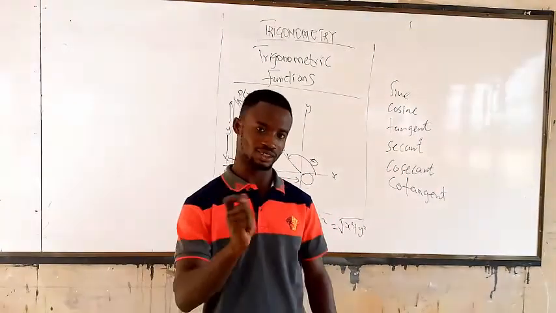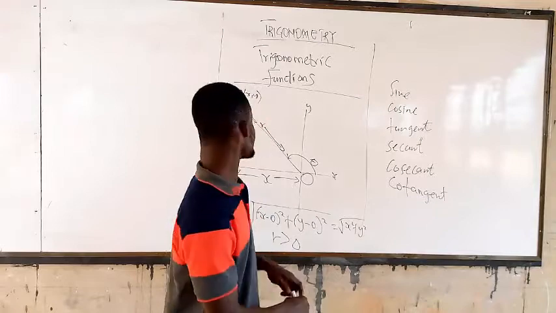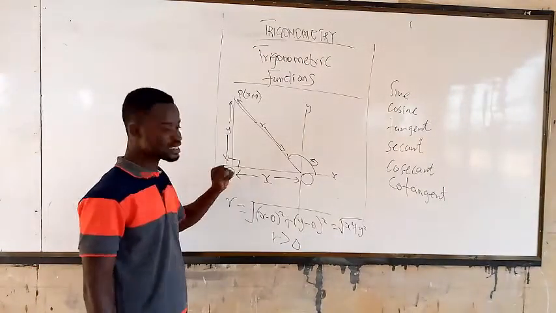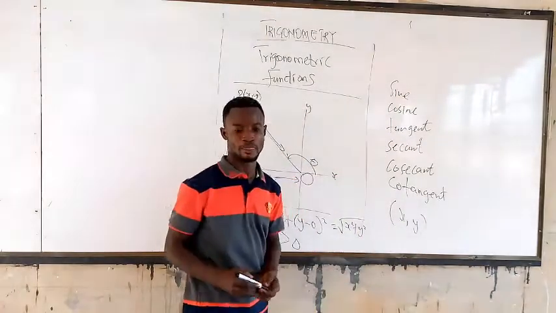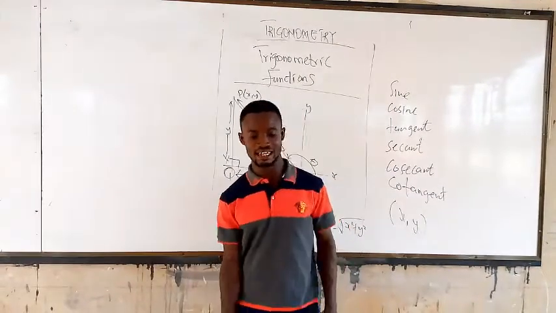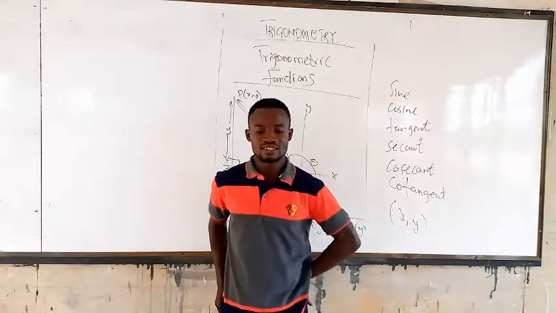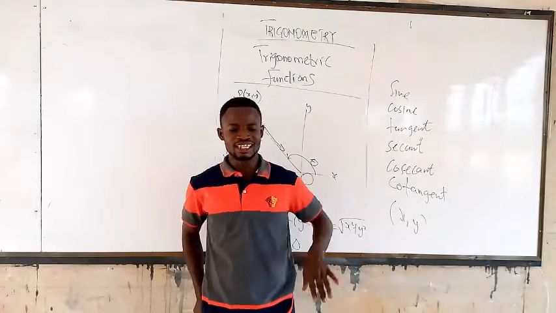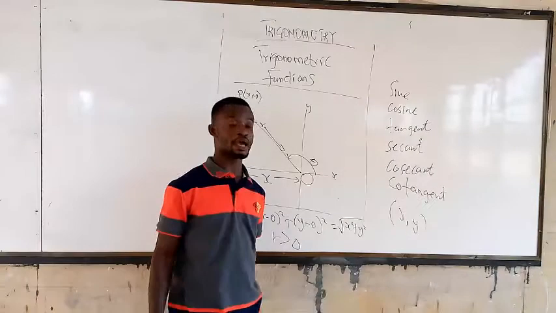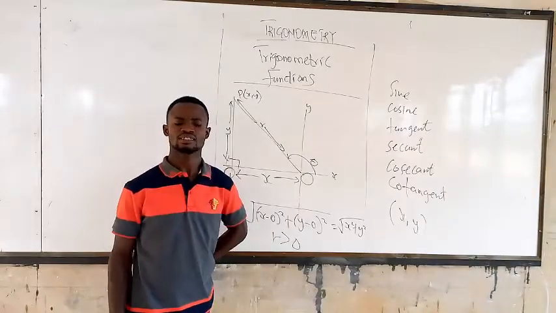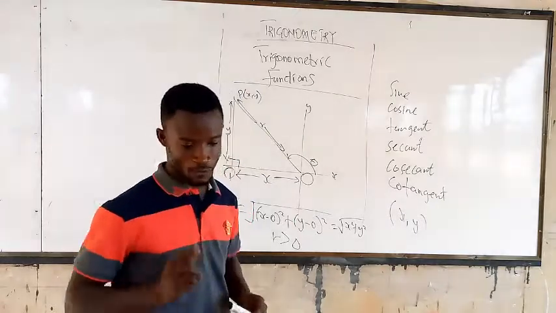Note. Now, if we let (x, y) be a point other than the origin on the terminal side of an angle theta in standard position, the distance from the point to the origin, r, is equal to the square root of x squared plus y squared. The six trigonometric functions of theta will be as follows.